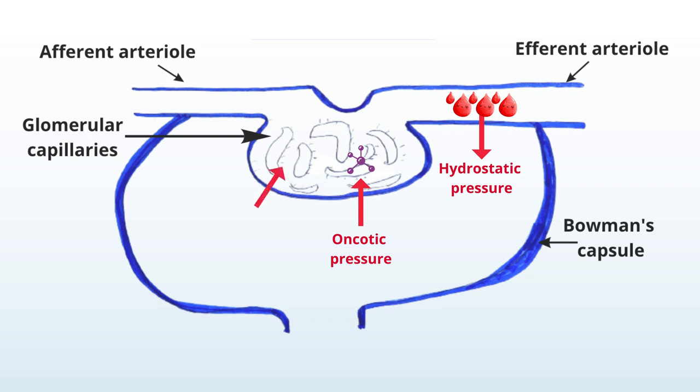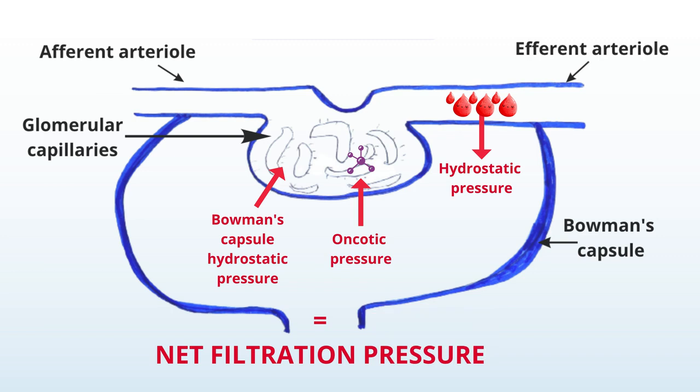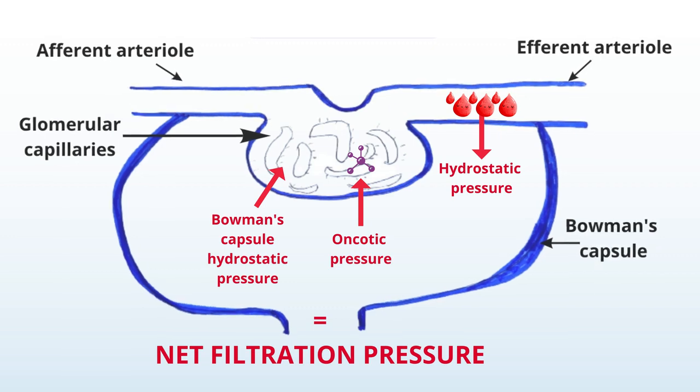Then, the third and last force is Bowman's capsule hydrostatic pressure. This is the pressure exerted by the filtrate that has already entered the Bowman's capsule. It opposes filtration, pushing fluid back into the glomerular capillaries. Together, these forces determine the net filtration pressure, which determines the rate of glomerular filtration. Note that there is no oncotic force in the other direction, and this is because under normal circumstances there should not be any significant amount of protein in the filtrate.